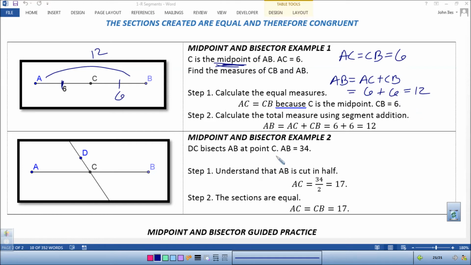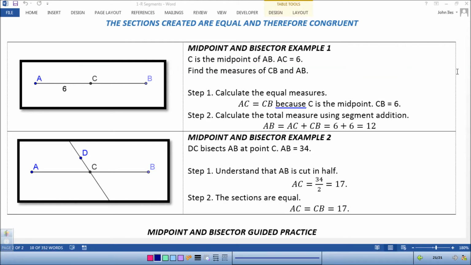All right, in the second problem, AB is 34. That's the whole bit. The whole bit's 34. Well, we're cutting it in half. So the way we do this one is we pick one side or the other, and we say this. AC is equal to 34 divided by 2, which is 17. And then AC is equal to CB, which is 17.